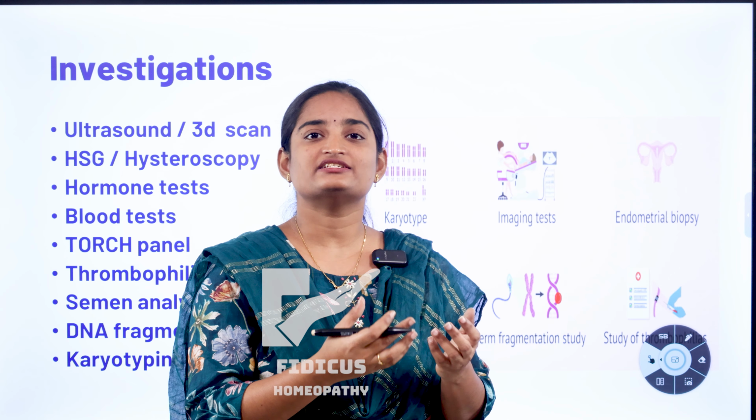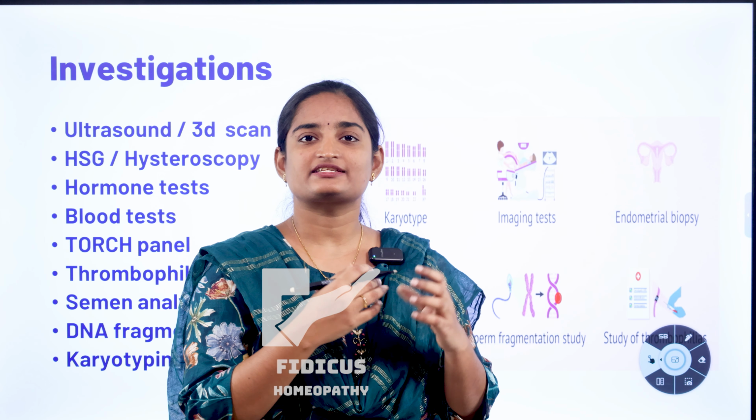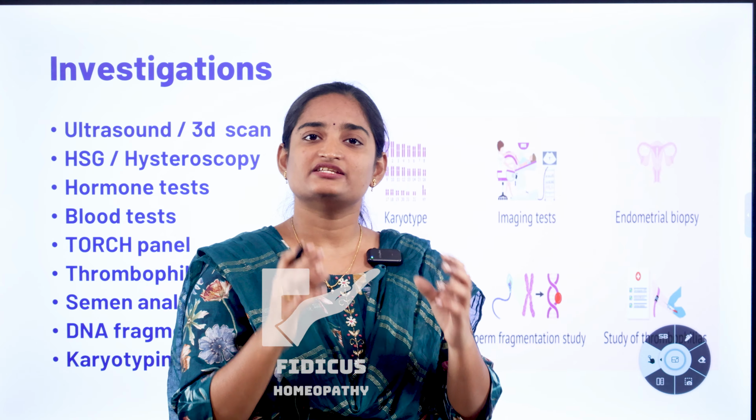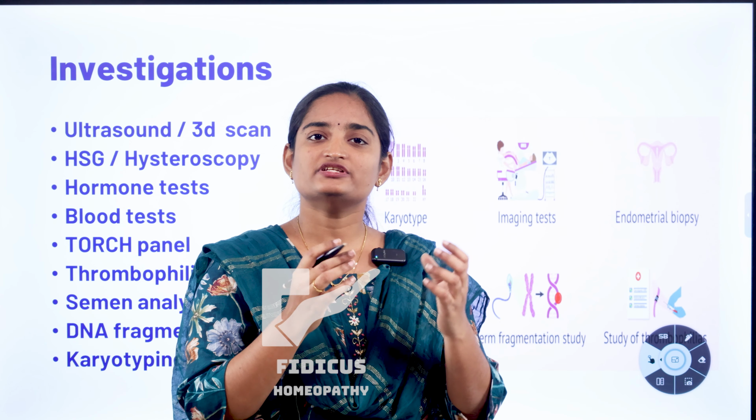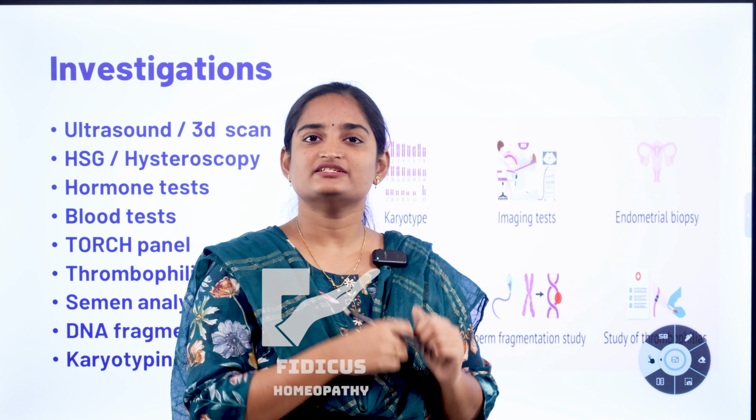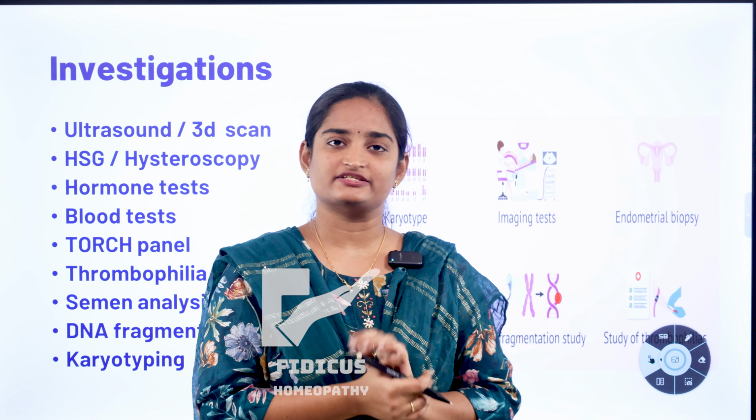Next one is HSG or hysterosalpingography. This is the X-ray technique in which dye is inserted into the uterine cavity. Through this, you can identify the tubal patency and also the normal uterine cavity structure.